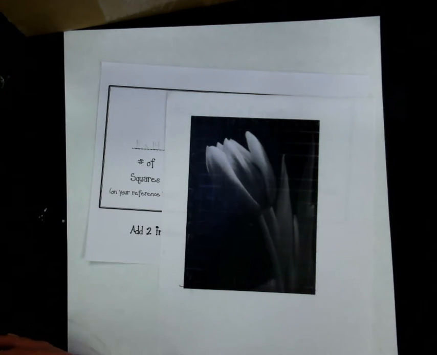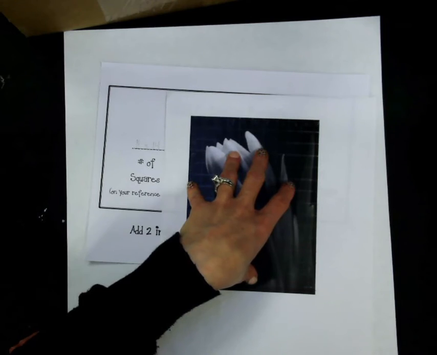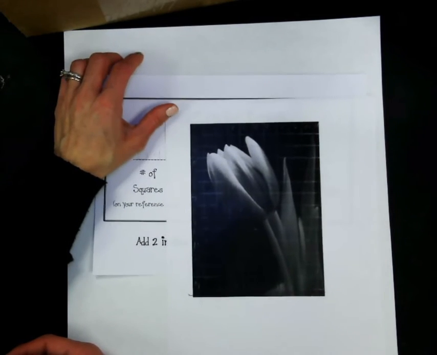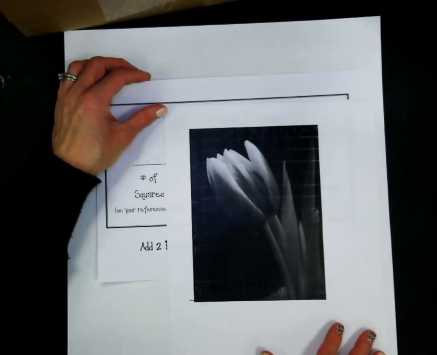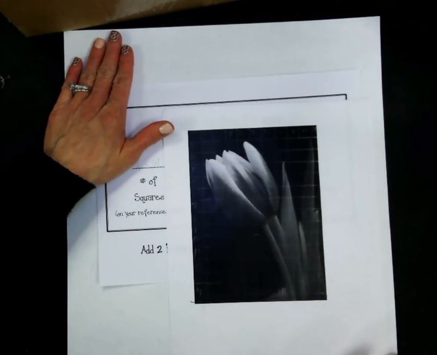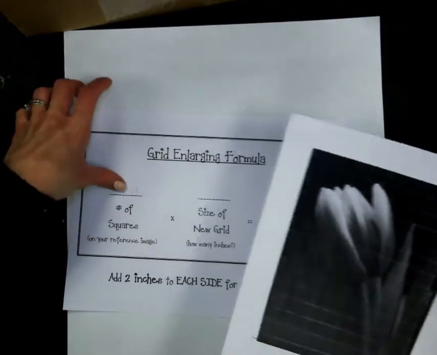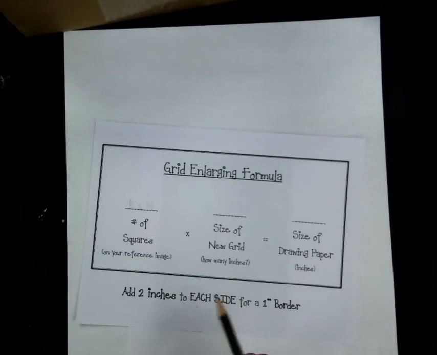In this video, I am going to show you how to enlarge the grid from your reference image onto your drawing paper and how to get the size of your overall drawing paper. So the first thing we need to do is figure out the size of the actual drawing paper that you're going to do. In order to do that, I have a little formula for you.